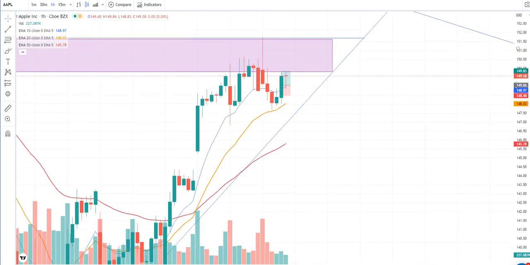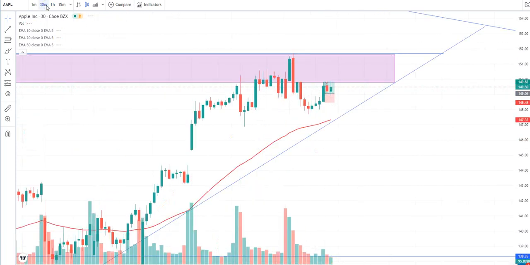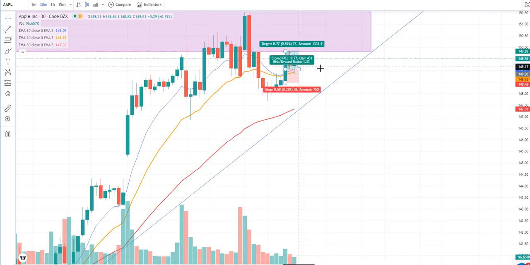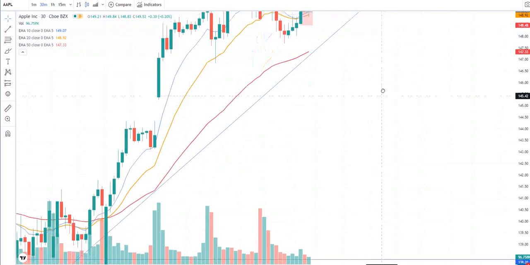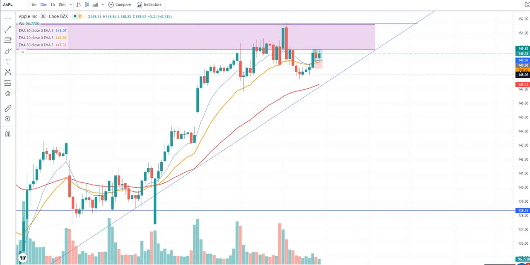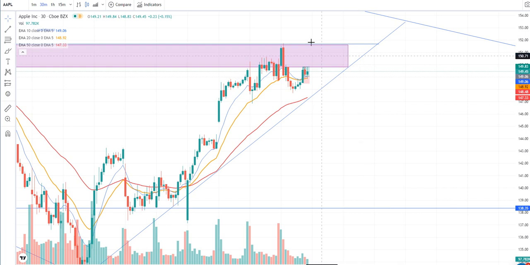Okay, so there are two things you can do for Apple. So this is the 30-minute time frame. We are here. Right, now this can come down to this level here, close to our 50 EMA, and move on.